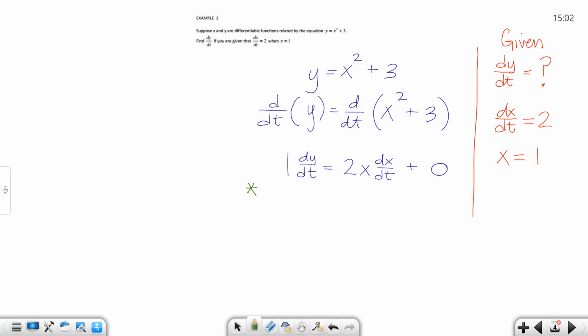So I'll put my plug-in step right here in green. I don't know dy dt, so I'm going to be looking for that. 2, x is given to me as 1, so we'll put a 1 there. dx dt is given to me as 2, so I'll put a 2 there, and of course I've got my 0. So dy dt would actually equal 4. And that's what we're looking for in this particular example. We started with a smaller one so that we could get the feel for it. Okay, let's try one more of these and then we'll move on along.